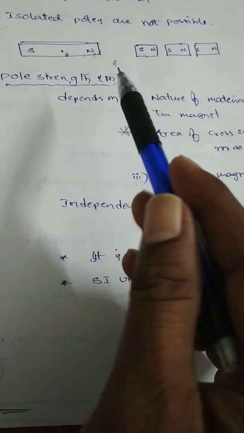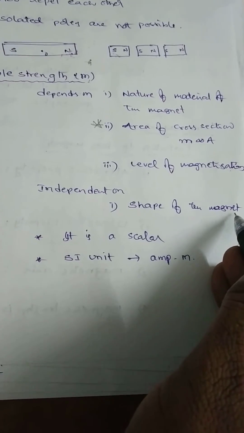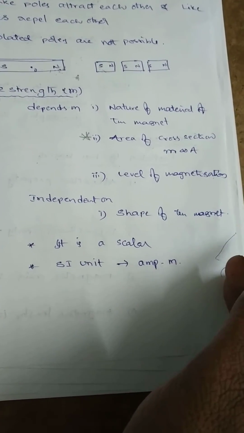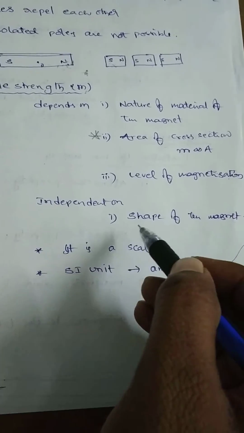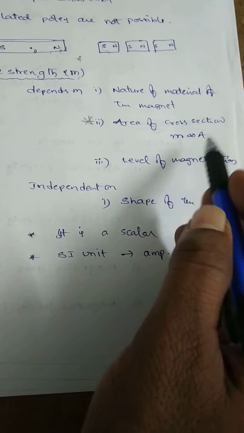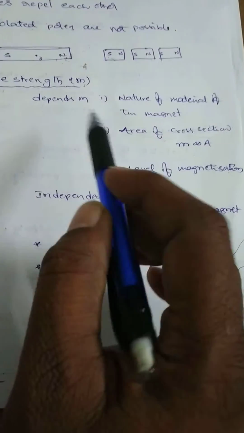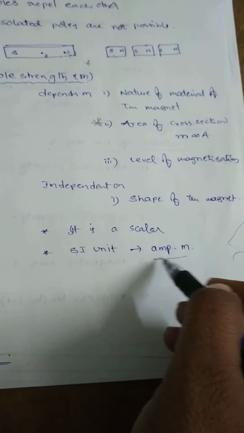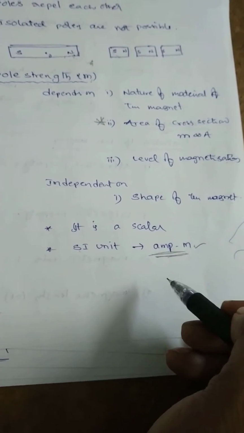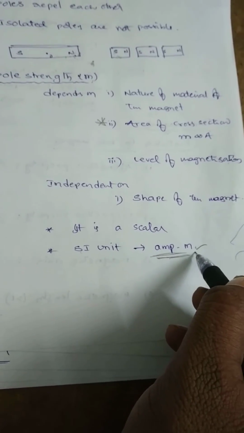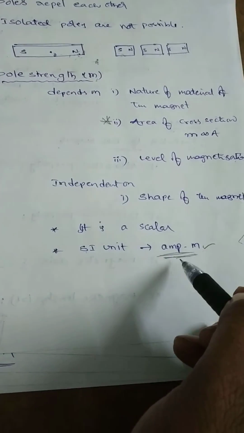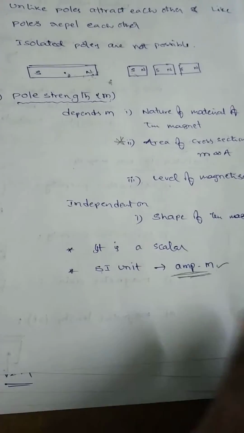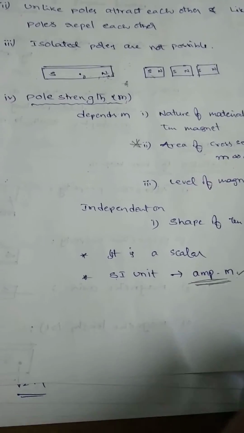Pole strength is independent of the shape of the magnet. Either it is a bar magnet or a horseshoe magnet, whatever it may be. It depends only on the area of cross section of the pole. And pole strength is a scalar quantity and its SI unit is ampere meter. Remember this. How this ampere meter is the unit for pole strength is explained in moving charges and magnetism. So this is the concept about pole strength.